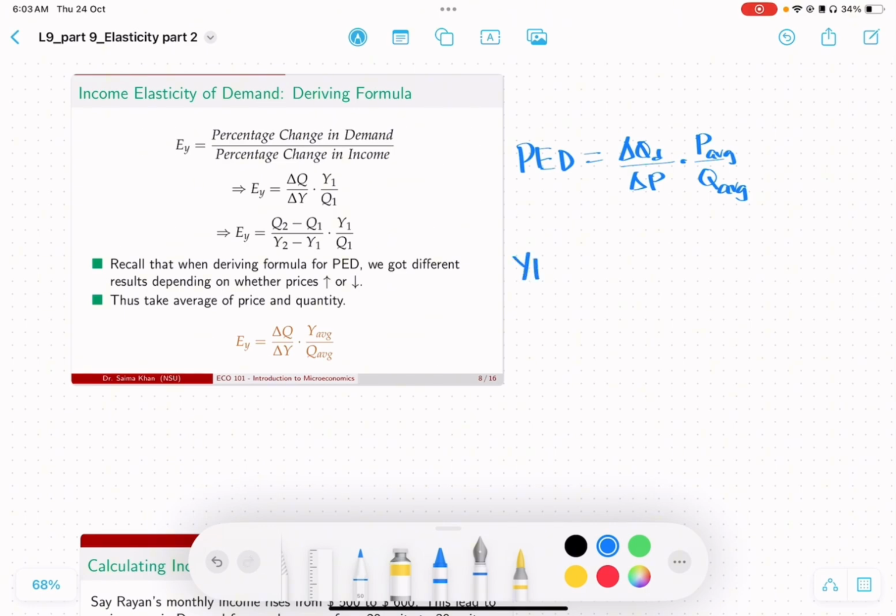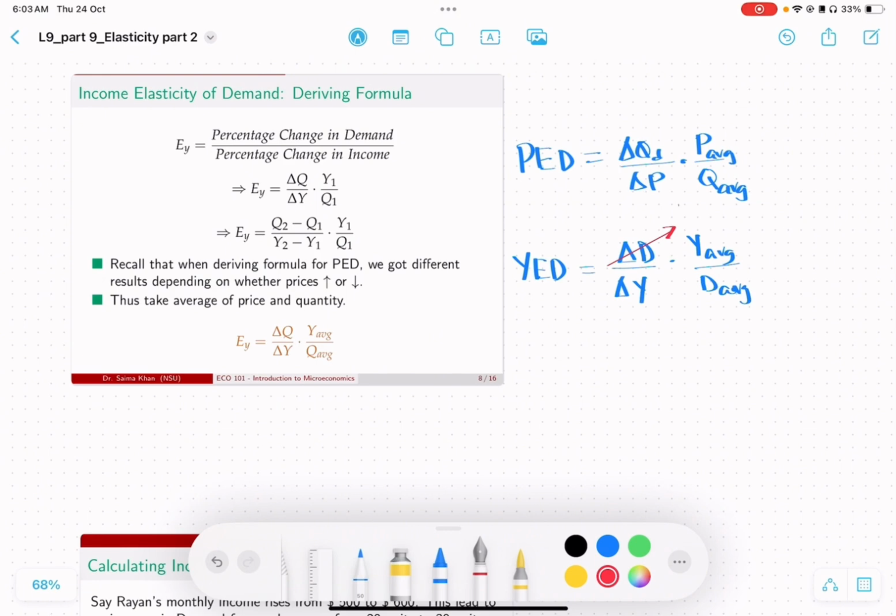So when it comes to income elasticity of demand, how do we update the formula? Well, it's going to be change in demand by change in income times income average divided by the average demand at the two different levels of income, right? But of course, people are going to get confused if they see this D here.